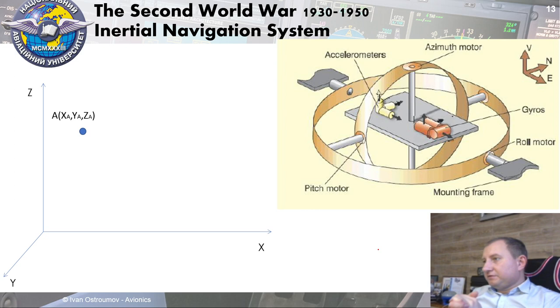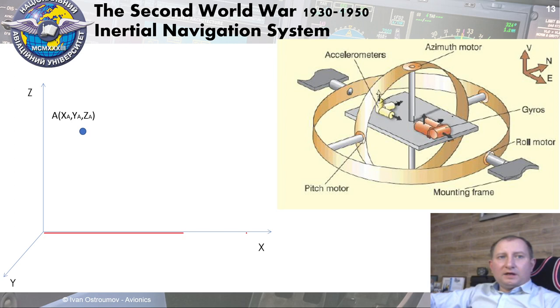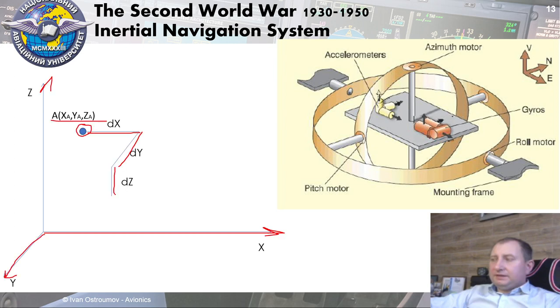What is the idea of inertial navigation? Quite simple. If we have a Cartesian reference frame, with x-axis, y-axis, and z-axis, and we know our location, maybe point A with coordinates xA, yA, zA. Then, if we can measure dx, dy, and dz, meaning the path of the airplane during some period of time along the different axes, we can easily get the location of point B. And actually, this is the main idea of inertial navigation.